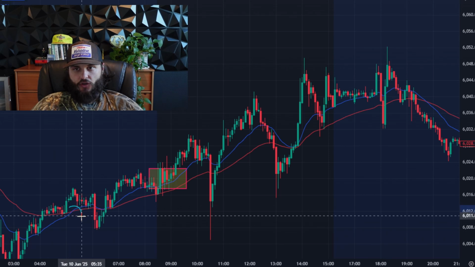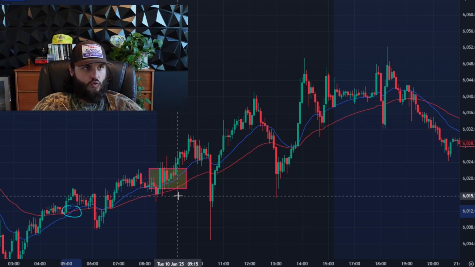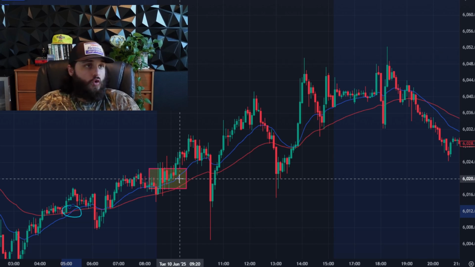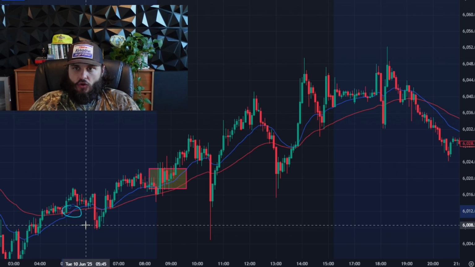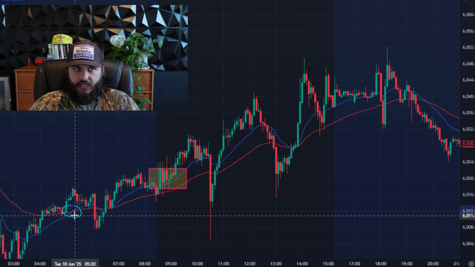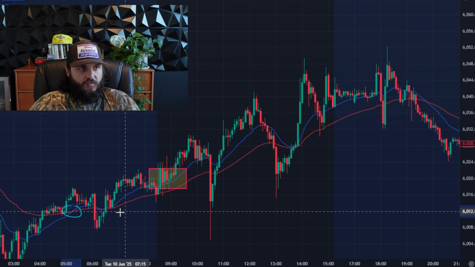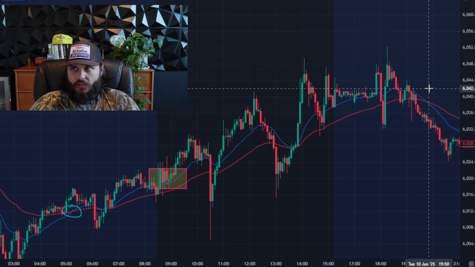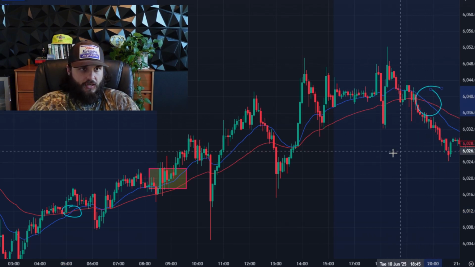The confluence I look for is EMA crosses. The two EMAs I have on this chart are the 20 and 50. EMAs are exponential moving averages. Okay, it's the average price over a period of time. All right, and what I look for in particular is the crosses. So when the 20 crosses over the 50, that would be considered a bullish uptrend. And when the 20 crosses under the 50, that would be considered a bearish downtrend.